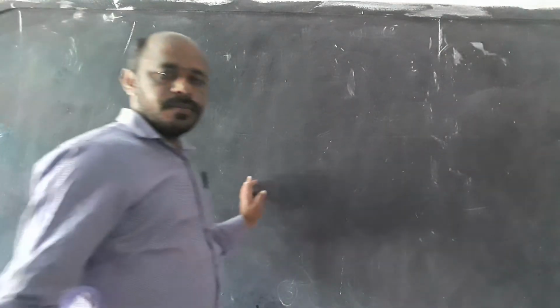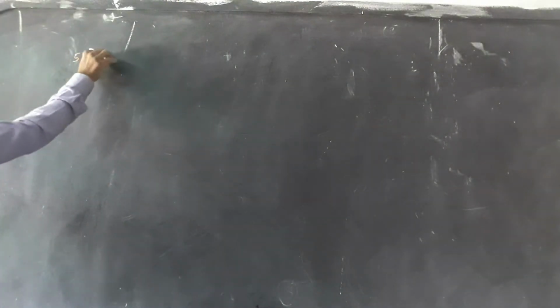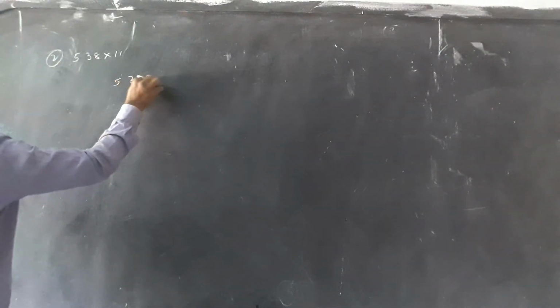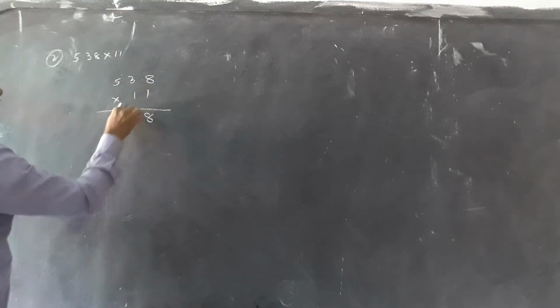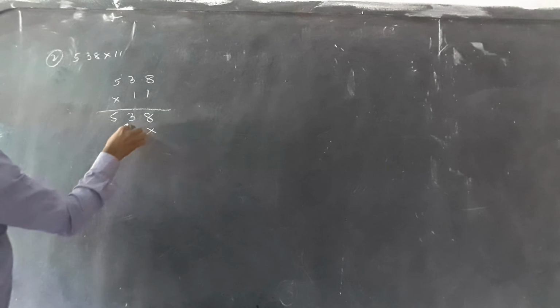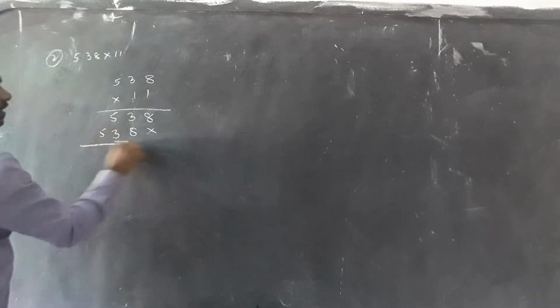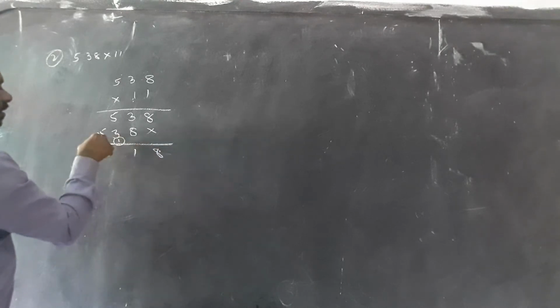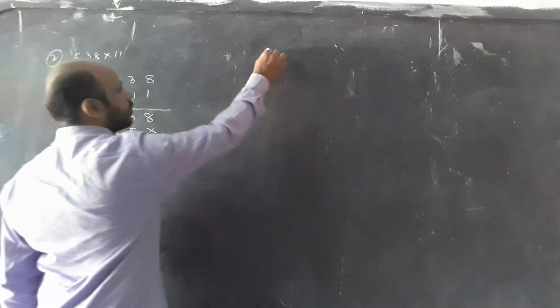See, now one more example: 538 into 11. We have to take 538 and multiply. 1 times 8 is 8, 1 times 3 is 3, 1 times 5 is 5. Same way, the next line, and adding, we got the product 5918.